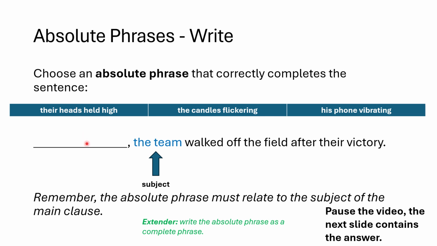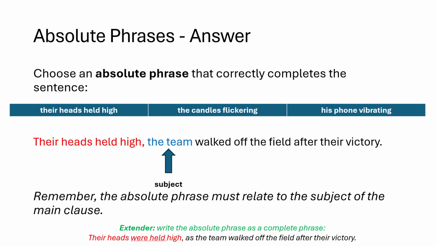Their heads held high, the team walked off the field after their victory. The candles flickering, the team walked off the field after their victory. His phone vibrating, the team walked off the field after their victory. Pause the video. The next slide contains the answer. Check your answer. Their heads held high, the team walked off the field after their victory. The answer to the extender is: their heads were held high as the team walked off the field after their victory.